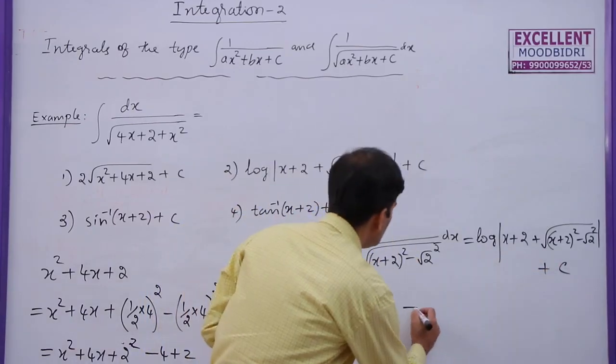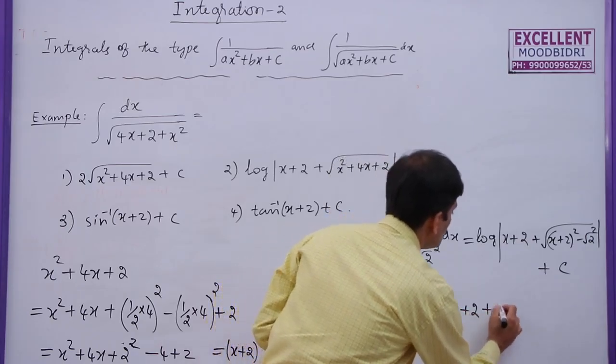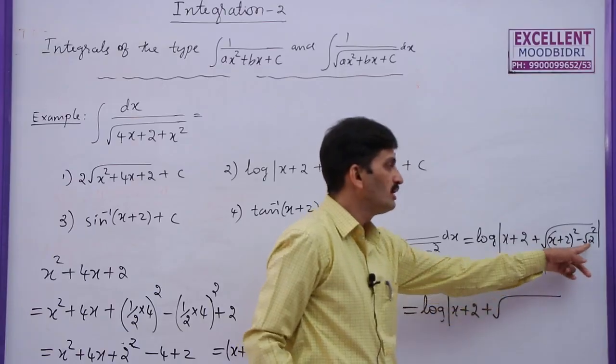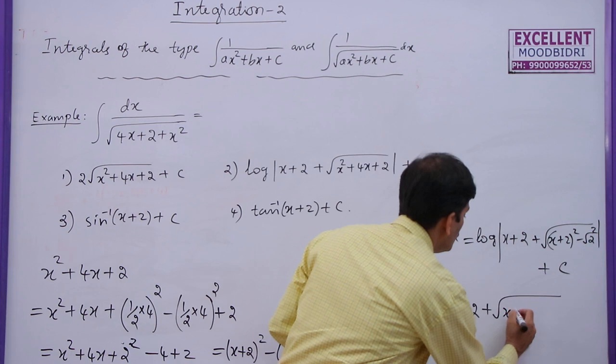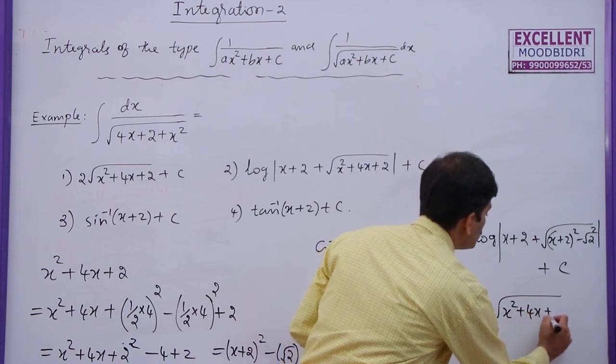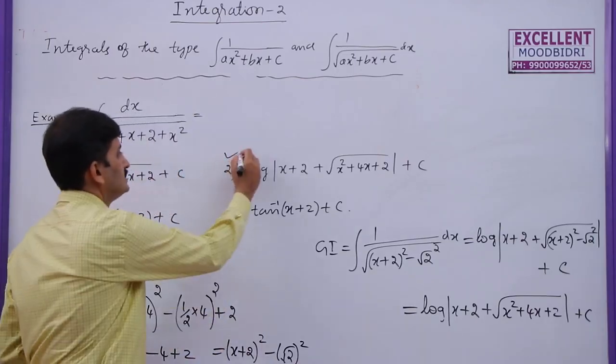So what is the answer? Log of mod x plus 2 plus root of x plus 2 whole square minus root 2 square, which is the same as the given expression, so x square plus 4x plus 2, plus c. So which answer? Second option.